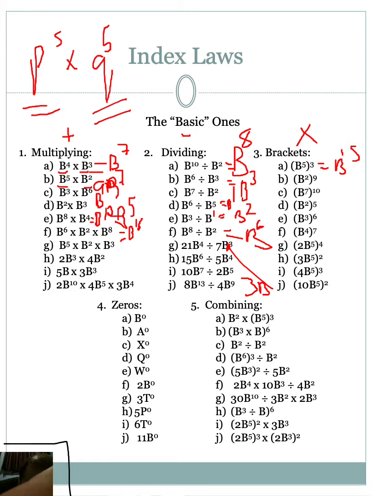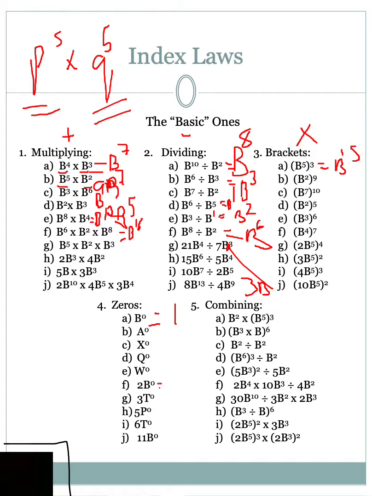Next one, power of 0. Now, anything to the power of 0, guys, is always 1. So the answer for part A to E is going to be 1. Anything to the power of 0 is always 1, guys. Okay, so 8 to the power of 0.